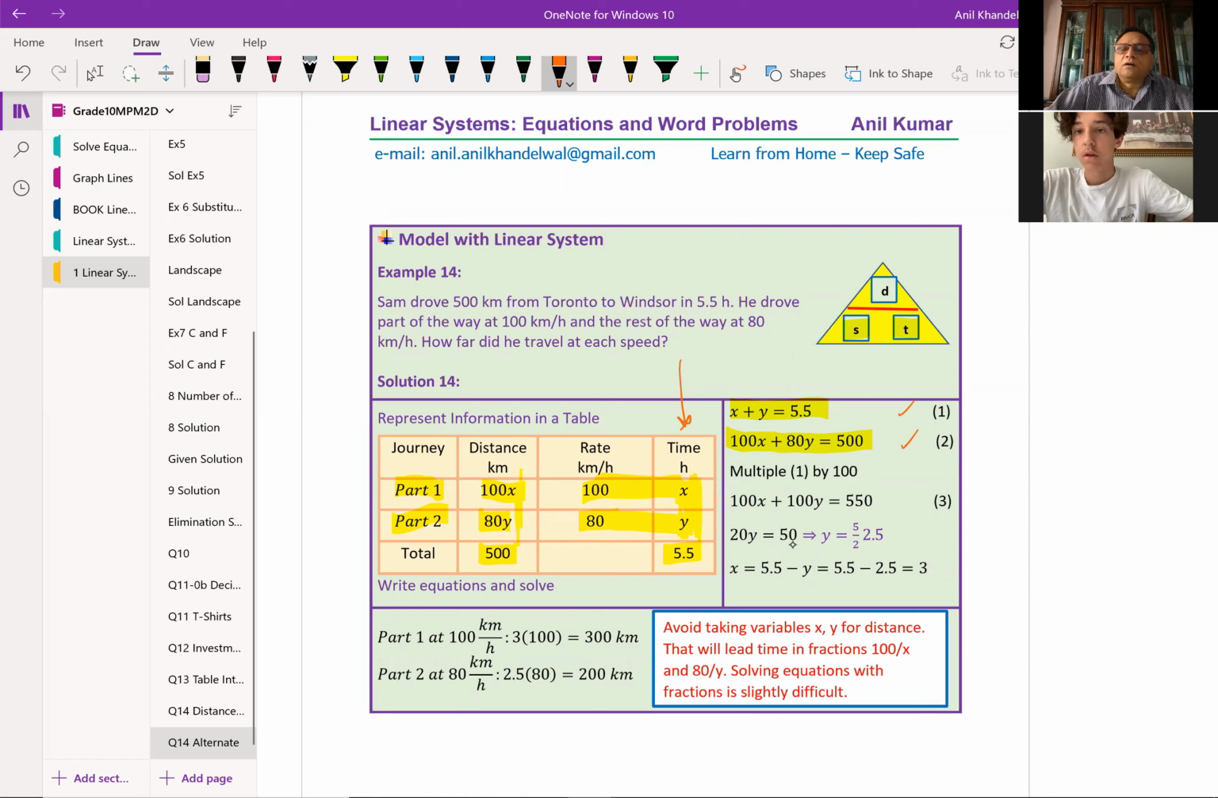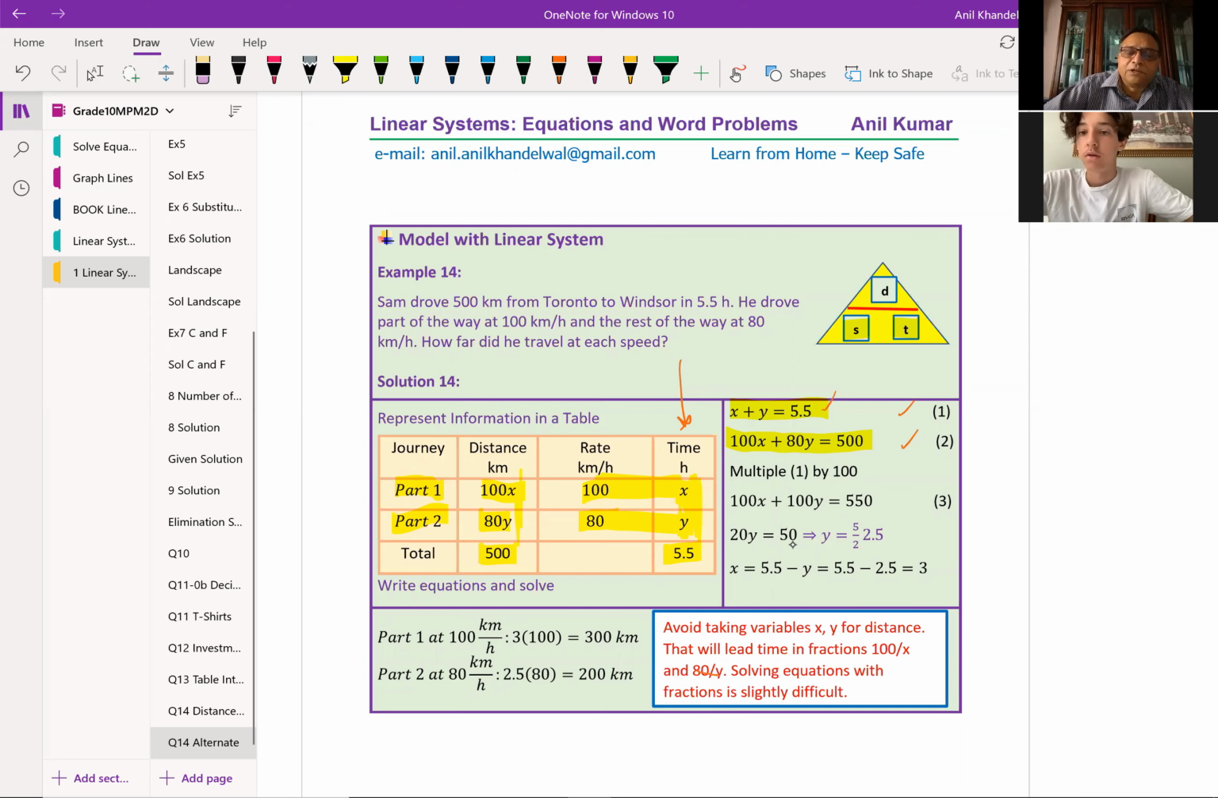Now, of course, you can easily multiply the first equation by 100. By doing so, you also take care of 5.5. And see how easy. Can you read the solution by elimination? It says, avoid taking variables x and y for distance. That will lead time into fractions, which is 100 over x and 80 over y. Solving equations with fractions is slightly difficult.